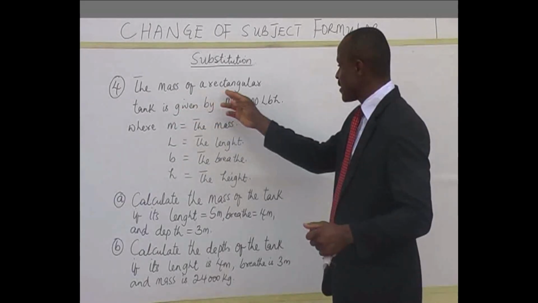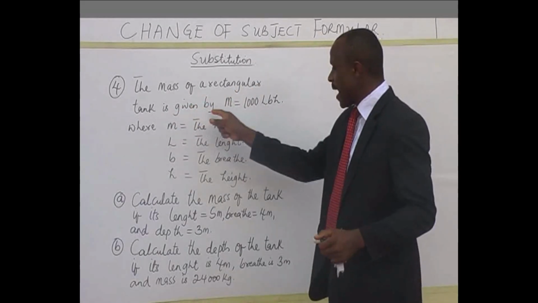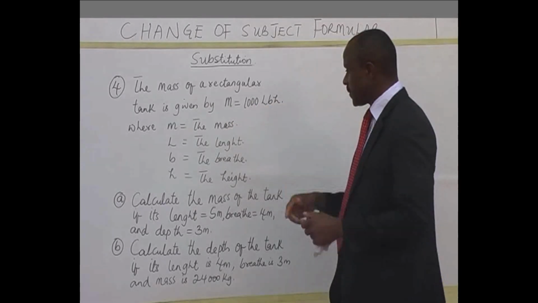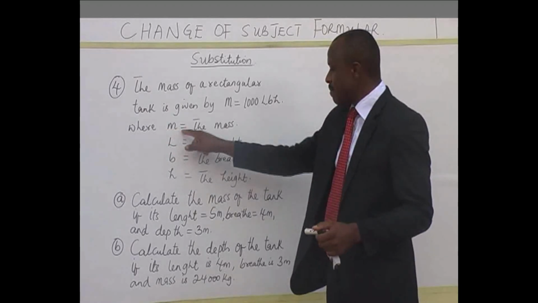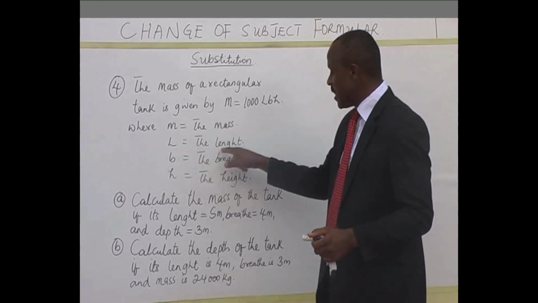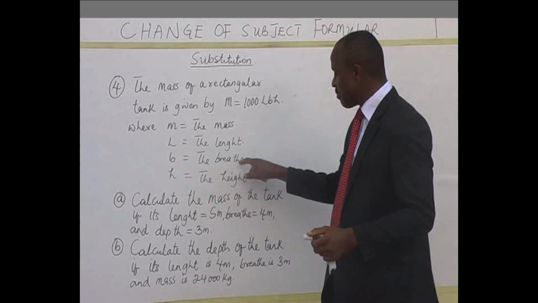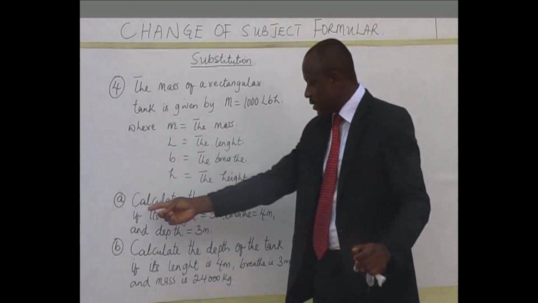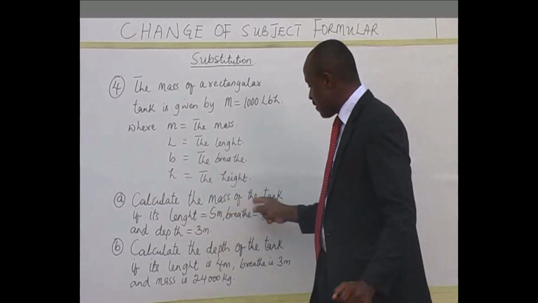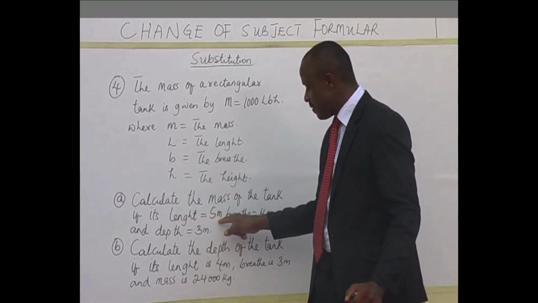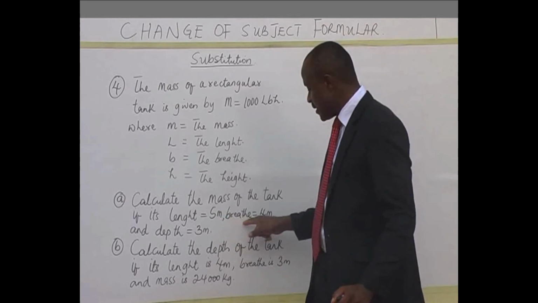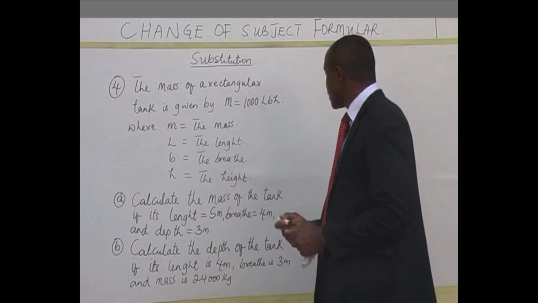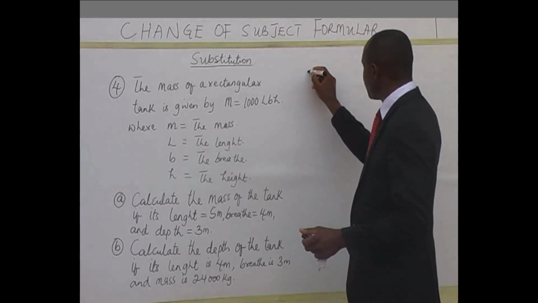The mass of a rectangular tank is given by M is equal to 1000 lbh, where M means the mass, L means the length, B means the breadth, and H means the height. Now the question A said that we should calculate the mass of the tank if its length is 5 meters, breadth is 4 meters, and depth is 3 meters. Let's start with question A.